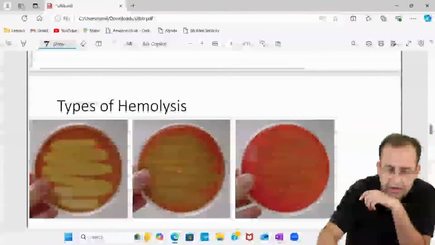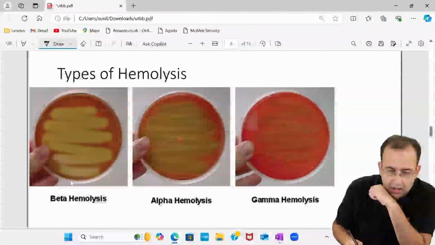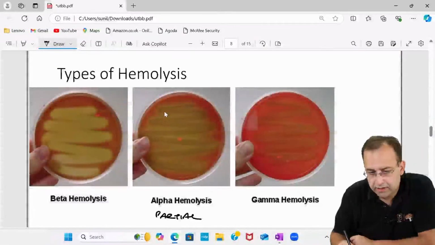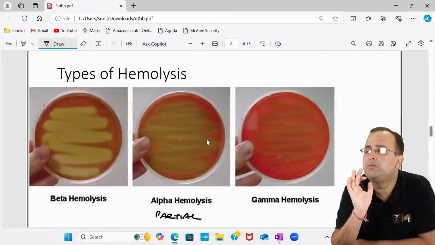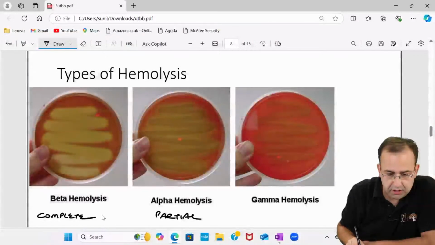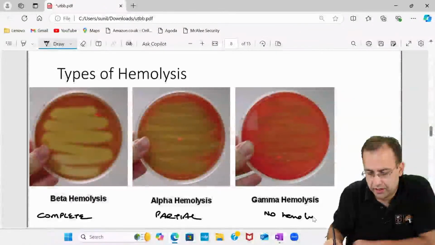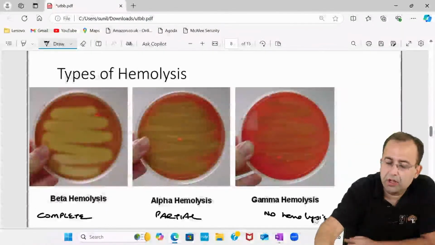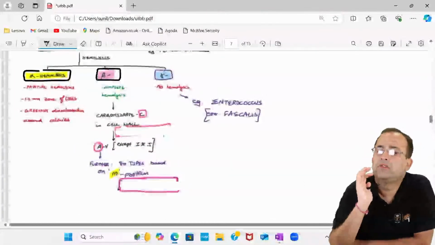First, have a look at the types of hemolysis on blood agar. Alpha hemolysis is partial hemolysis. That is why this is the streak of the colony. You are able to see a green tinge in the background. This is partial hemolysis. Versus beta hemolysis, which is complete hemolysis. Gamma is no hemolysis. So we divide streptococci on the basis of hemolysis into alpha, beta, and gamma hemolysis.